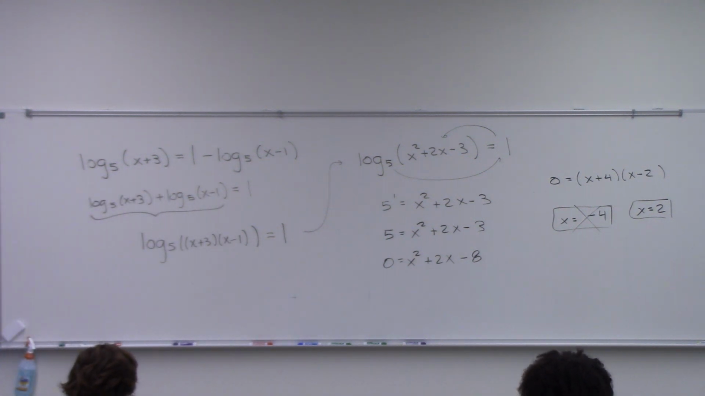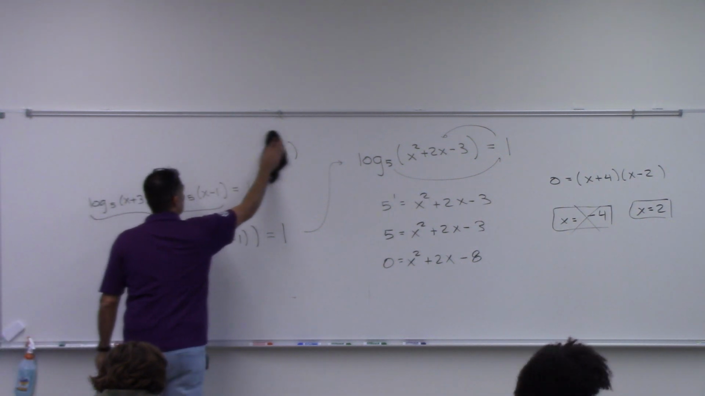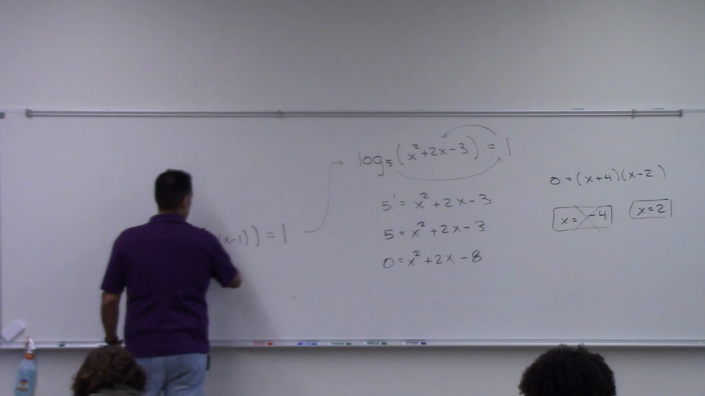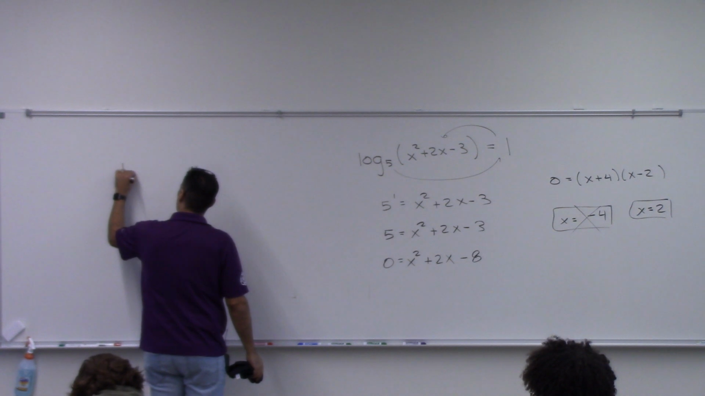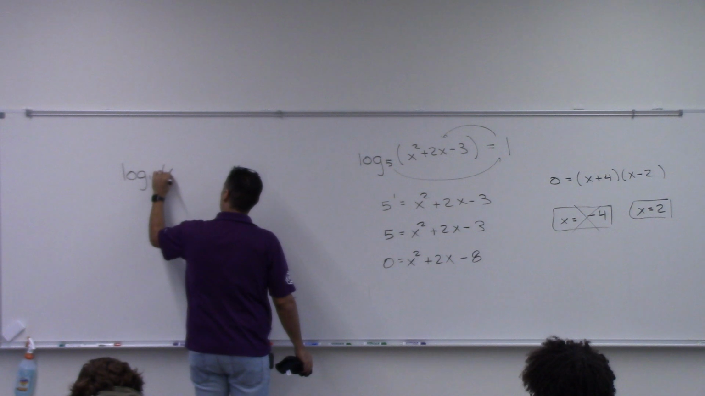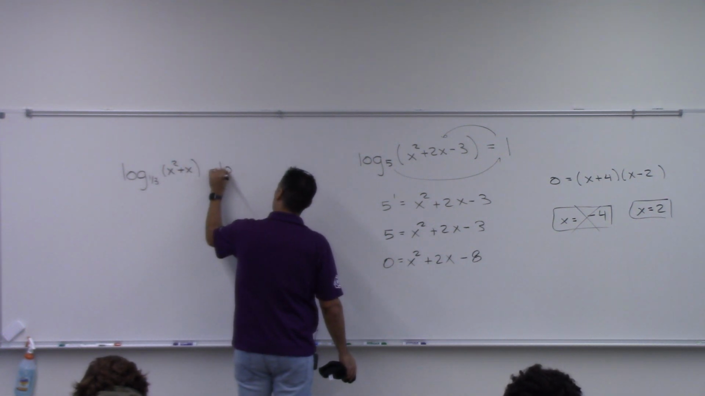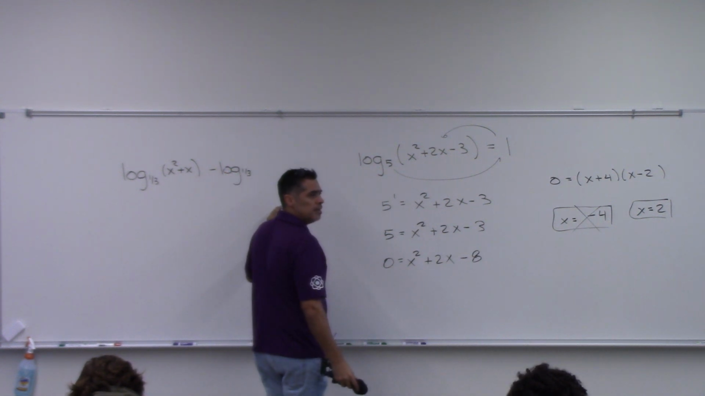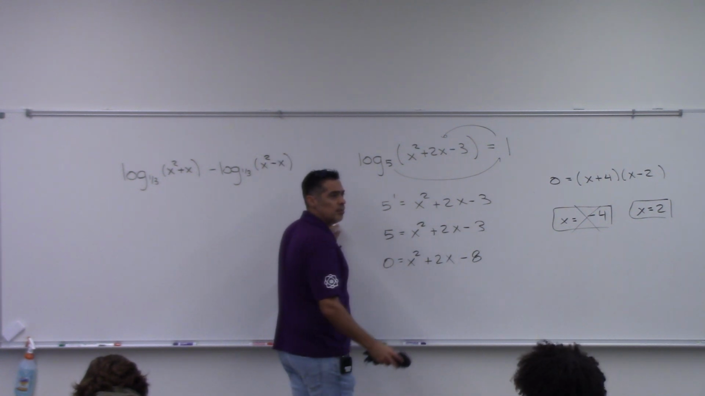Okay, yes? So like for 33, does it matter if it's log to the 1/3? No, let's do 33 then. Yeah, 33 looks interesting. So for 33, we have log base 1/3. Don't let that freak you out. Then you have x squared plus x, and then we have minus log base 1/3 of x squared minus x, and then equals negative 1.